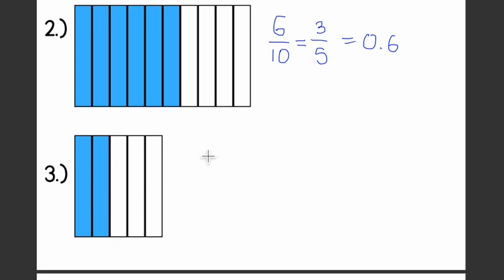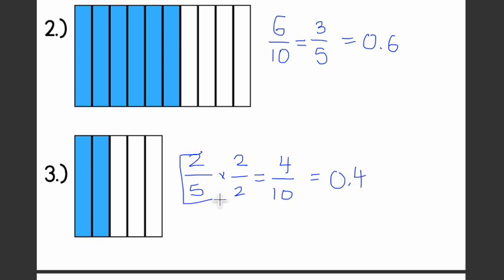We have 2 shaded parts divided by 5 total parts. So 2/5. Now we can't simplify this. So to turn this into decimal format, we have to turn it into tenths. To do that, we have to multiply both sides by 2 because 5 times 2 is 10. 2 times 2 is 4. And as we said earlier, 5 times 2 is 10. So we get 4/10. Now, this in decimal form is 0.4. So our fraction form would be 2/5, while our decimal form would be 0.4.